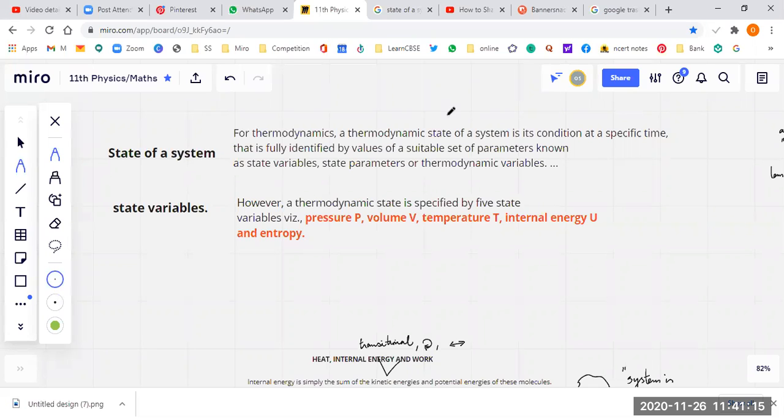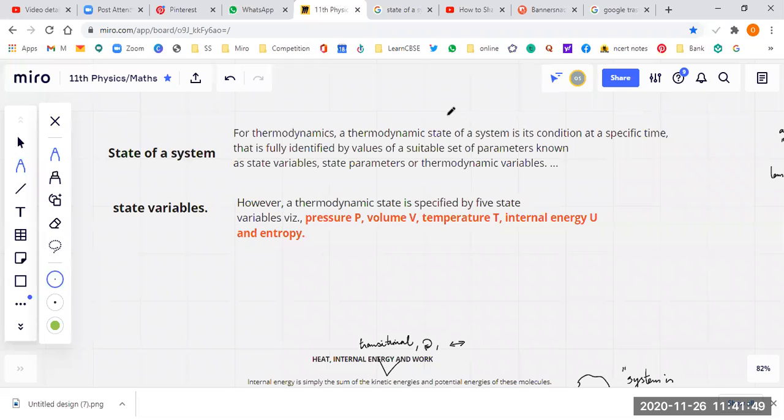Students, what is the state of a system? For thermodynamics, a thermodynamic state of a system is its condition at a specific time. This is fully identified by the values of a suitable set of parameters known as state variables. You can call them state parameters or thermodynamic variables. Once again, the state of a system is basically its condition at a particular time.